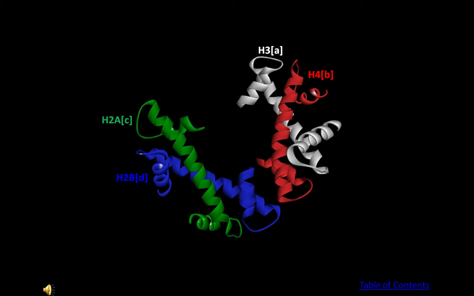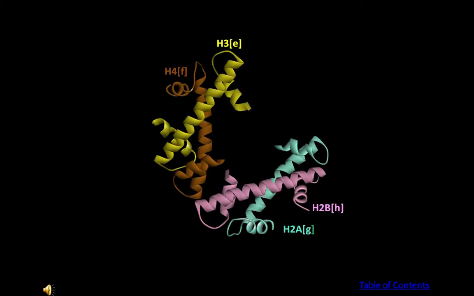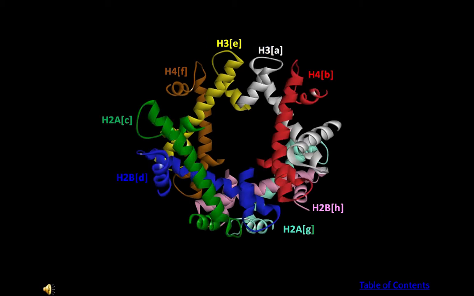Here is the first. This is the ABCD tetramer, that is H3A, H4B, H2AC, and H2B-D. And this is the EFGH tetramer, that is H3E, H4F, H2AG, and H2BH. If you put these 2 logical tetramers together, you get the complete octamer core. And here it is again.